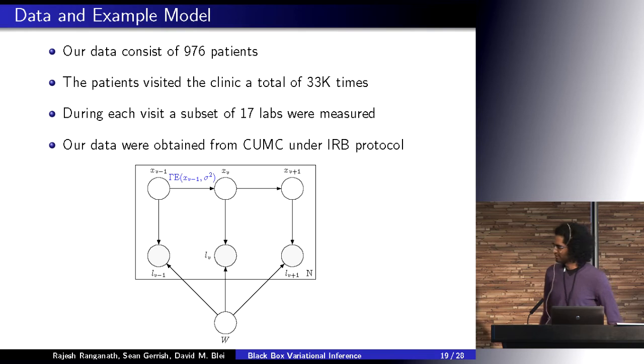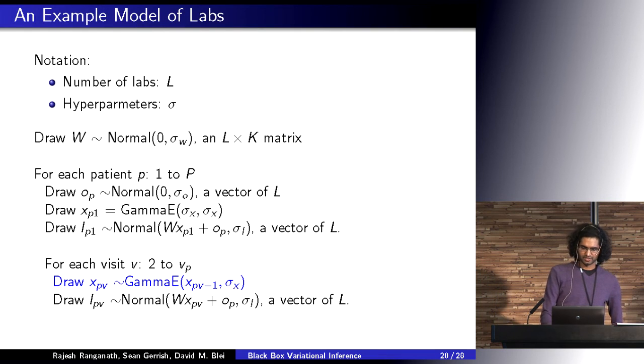So let's go back to our model. We would like to fit this model. If you recall, we have this time series. They're chained by positive values. We have lab values as observations, and we generate them through weights. Let's look at that a little bit more carefully.